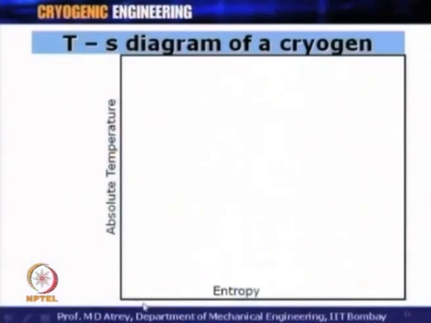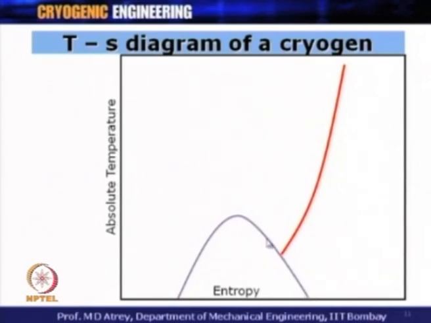Here on the y axis, temperatures are normally given in Kelvin, and on the x axis what you see is entropy. Now, what you can see here is a kind of dome, and inside this dome you normally have a two phase fluid. That means you will have liquid plus vapor inside this dome. The right side is the saturated vapor line, and on the left side what you see here is the saturated liquid line.